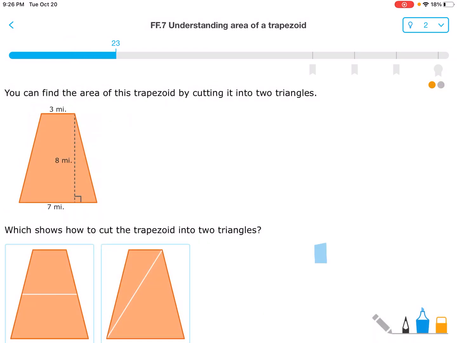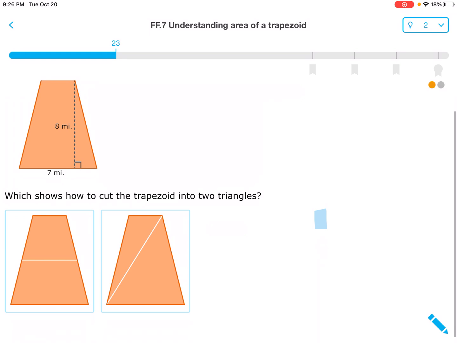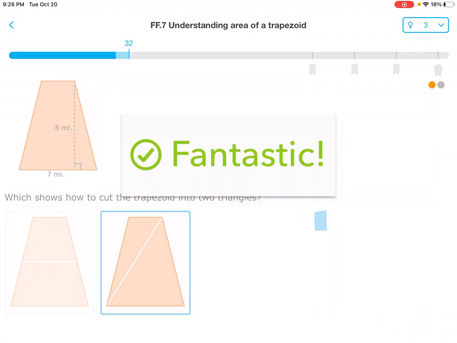All right, so second example, same thing. Cut it into two triangles. This trapezoid, they want it cut into two triangles. So if I look at the first option, you should immediately know those two shapes that they've split are not triangles. They're not three-sided figures. So we have to go with option number 2.